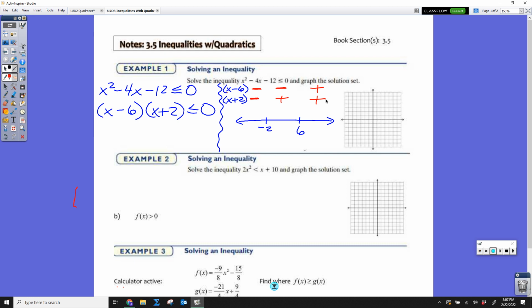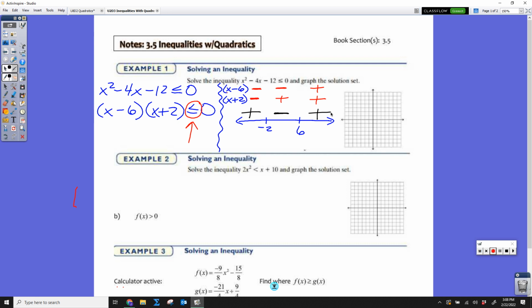Now, over here, this is where you need to pay attention and be careful. Here's our symbol that we're basing everything off of: less than or equal to. Now, what operation occurs between the x minus 6 and the x plus 2? Add, multiplication, what is it? Multiplication. If you multiply two negatives, we get a positive. We multiply a negative and a positive, negative, and then of course two positives gives us a positive.